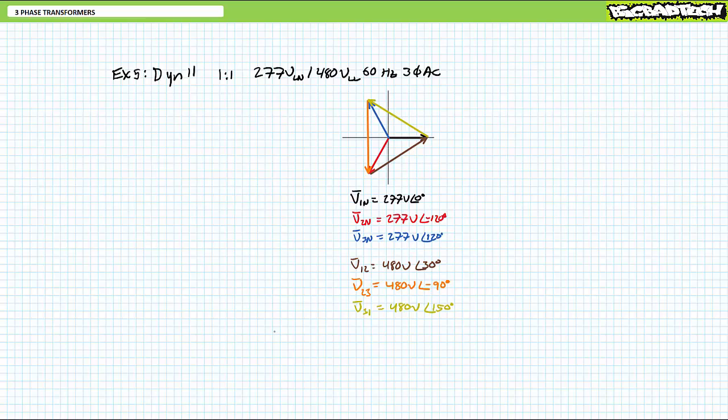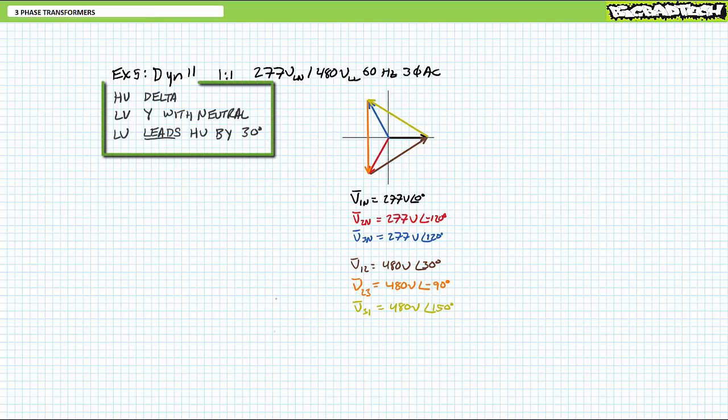Let's begin our analysis by dissecting the naming convention. The high voltage side is delta configured. The low voltage side is Y configured with a neutral. The low voltage side leads the high voltage side by 30 degrees. Let's now draw the displacement diagram.